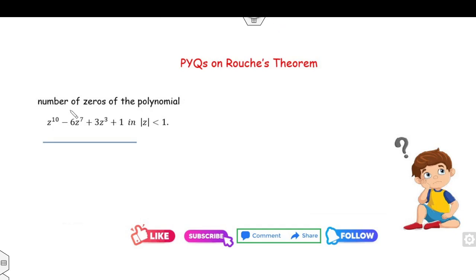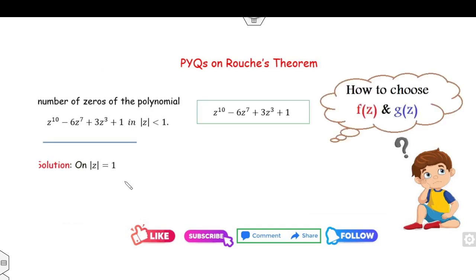Fine. Now you can see they are talking about the number of zeros. So whenever you are talking about the number of zeros, our target is to solve the problems with the help of the Rouche theorem. Now look at the function. Whatever function is given to you, look at the boundary of the curve. What is the curve? The curve is my circle. So the boundary is mod of z equals 1. Then how can you pick the values of f and g?